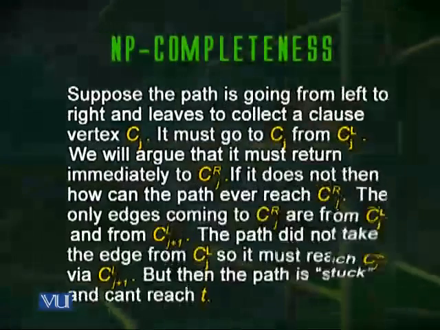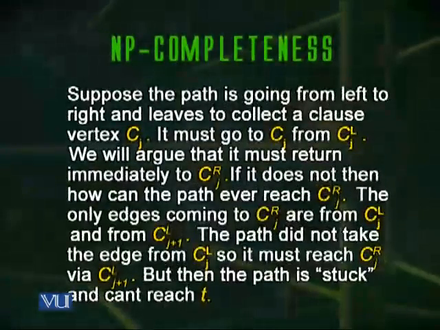But this vertex has only one edge coming from this side and only one edge coming from this side. This edge was not taken by the path. Therefore, this vertex C sub jr can only be reached this way. But then this path is stuck there because both the edges go to vertices which are already visited by the path, so this path can never reach T if it is a Hamiltonian path.